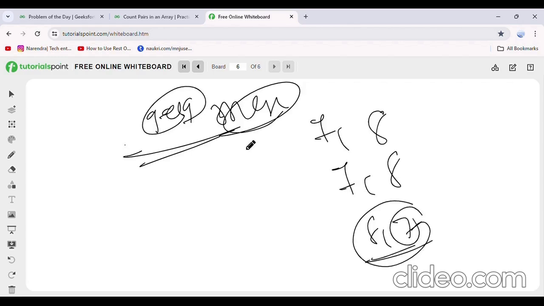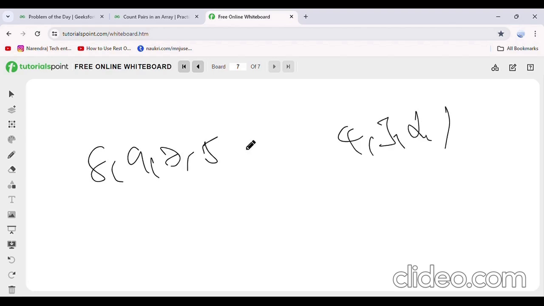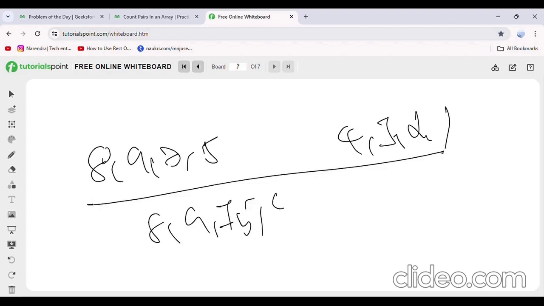For suppose, I will explain you this middle step. If it is suppose 8, 9, 7, 5, and the other part is 4, 3, 2, 1. What I am doing is I am taking the elements in descending order. So when we merge these two, we get the array 8, 9, 7, 5, 4, 3, 2, 1.